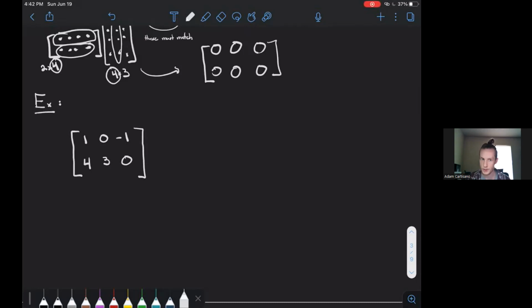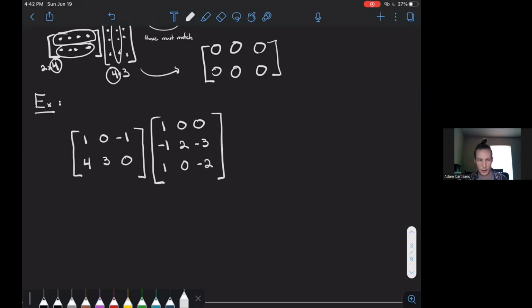So it has 3 columns, which means the next matrix needs to have 3 rows, and we'll make it 3 by 3. So 1, 0, 0, minus 1, 2, minus 3, 1, 0, minus 2.